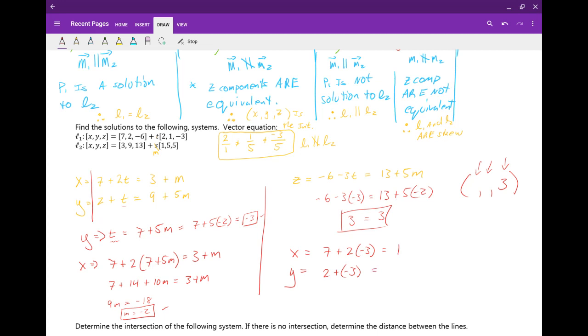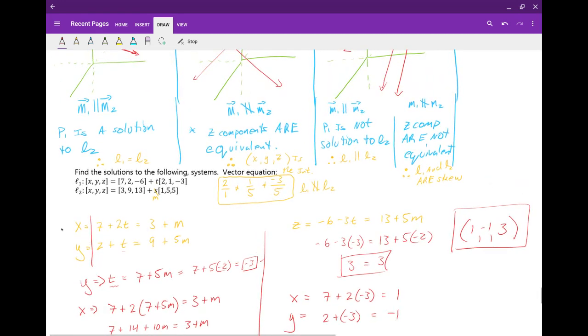My x is 1, and my y is -1. And so it's 1, -1, and 3. That's the solution to this system of two lines. Basically it means if I graph this line and I graph that line, they will both go through this point. And that's the only point that they will both go through. Therefore it's the intersection, and it's also known as the solution to the system.